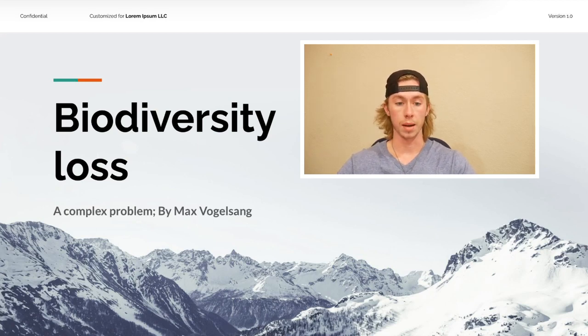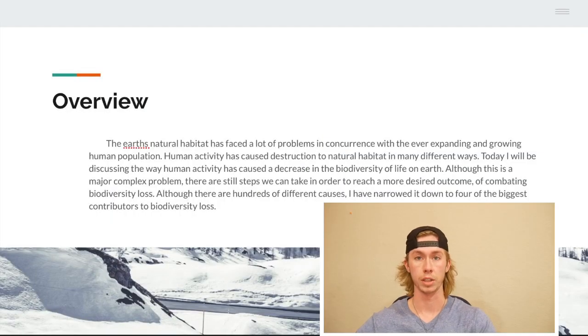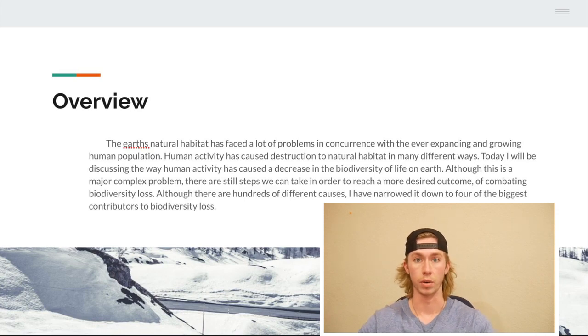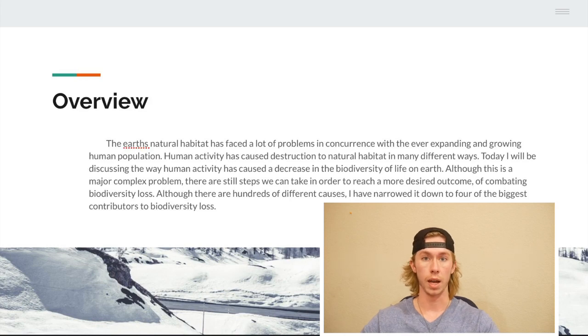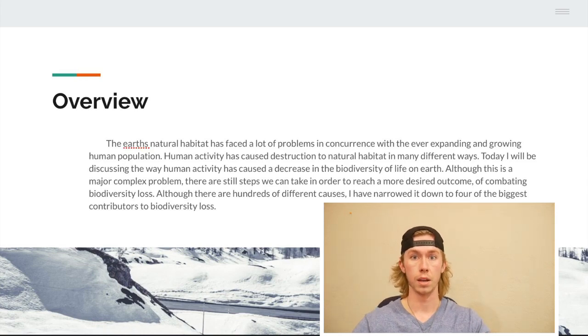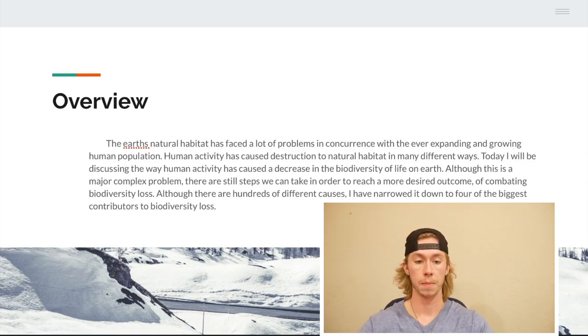So the Earth's natural habitat has faced a lot of problems with the concurrence of the ever-expanding human population. As our population continues to grow, our consumption also continues to grow. As the population increases, we need more food and we need more land to produce that food. We need more land to have houses and build things and expand our consumption. And this causes a lot of problems with biodiversity loss in a multitude of different ways.